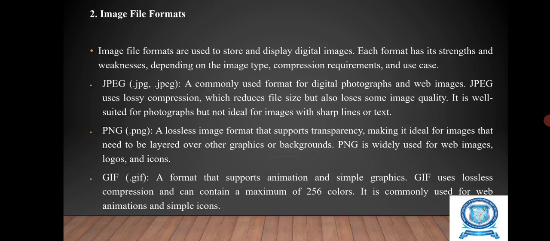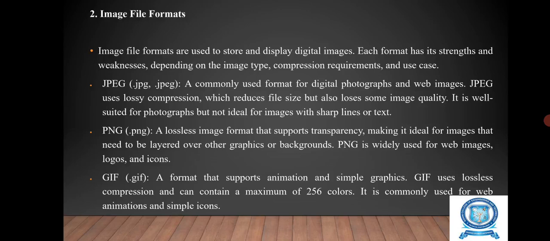Image file formats are used to store and display digital images, and each format has its strengths and weaknesses depending on the image type, compression requirements, and use case. The JPEG is .jpg or .jpeg, which is a commonly used format for digital photographs and web images. The JPEG uses lossy compression, which reduces the file size but also loses some image quality. It is well suited for photographs but not ideal for images with sharp lines or text.